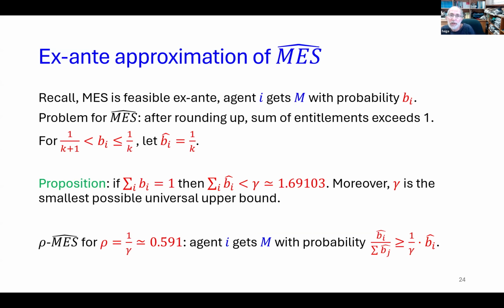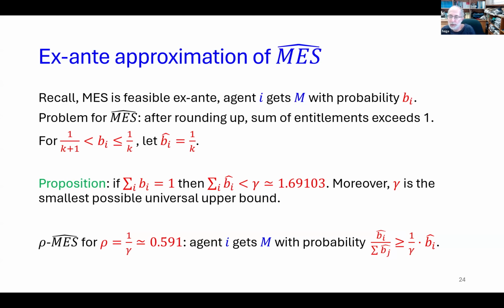So what you can do, instead of giving each agent i each item with probability b_i, you can give each agent i each item with probability b_i hat divided by the sum of these b_j hats. So this sum is never larger than gamma. And if you do that, of course, you allocate all the items. Because the sum of the b_ij's is never larger than gamma, the approximation ratio is always at least as good as 0.591. And this is the best guarantee that you can give in the worst case.